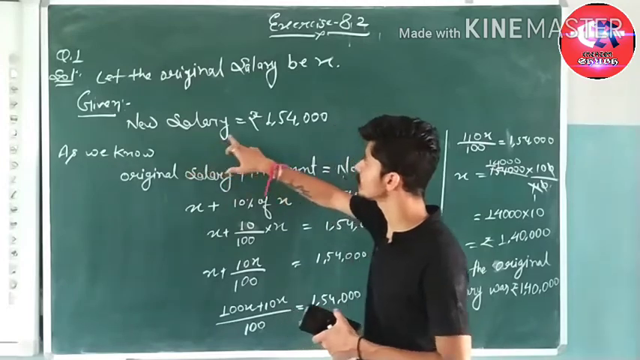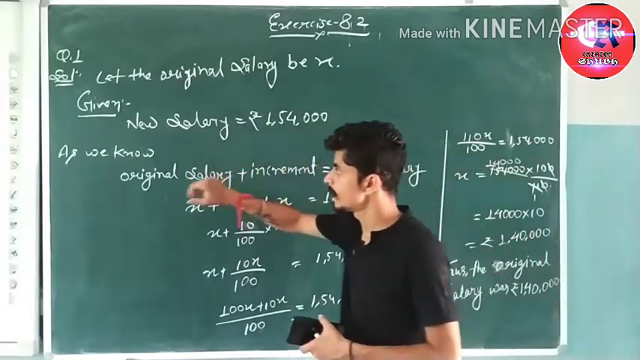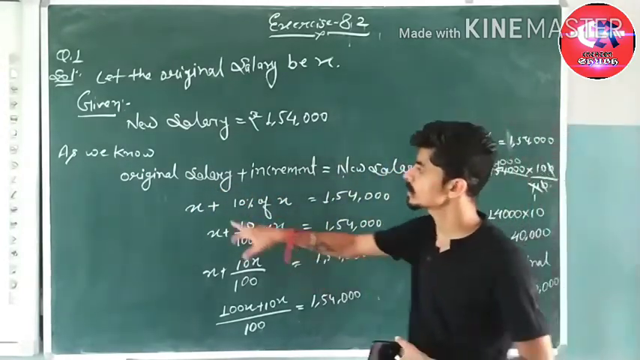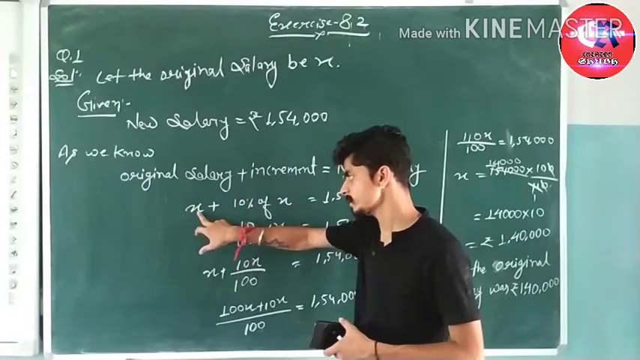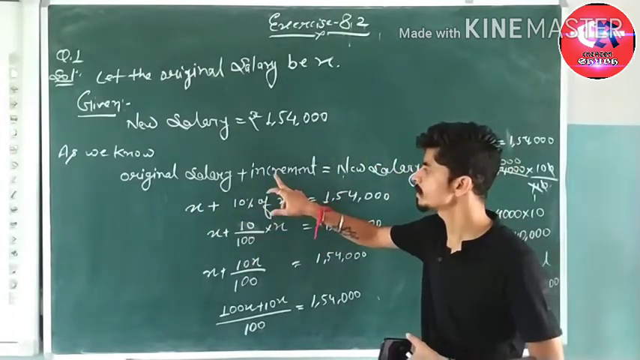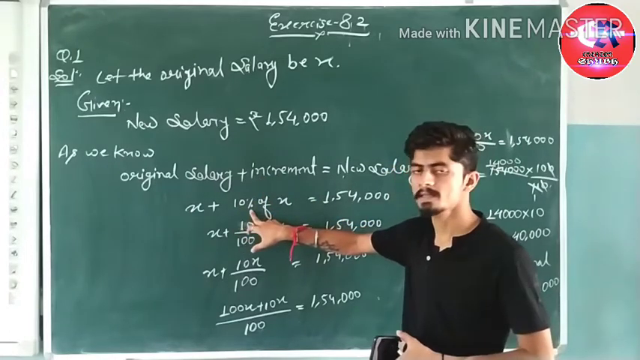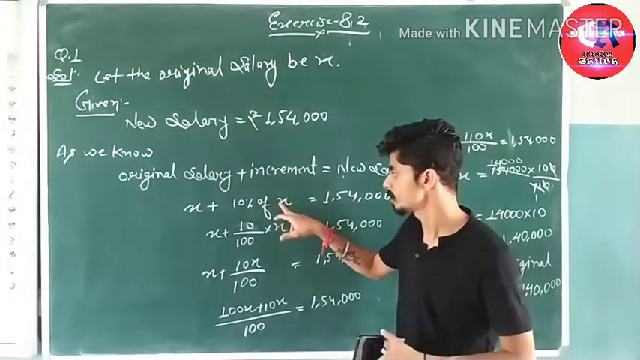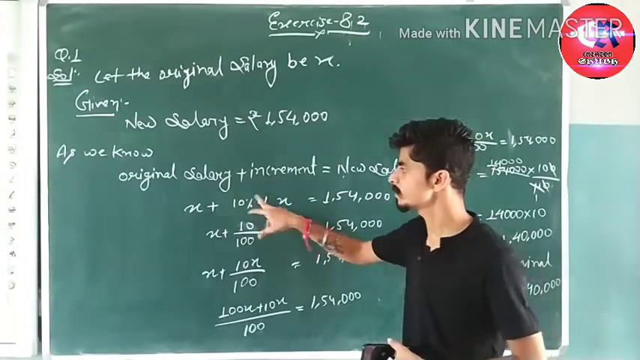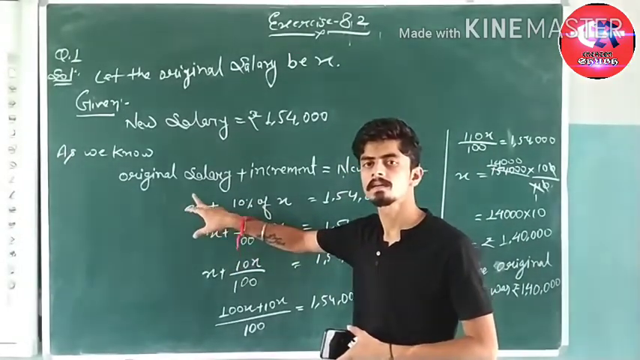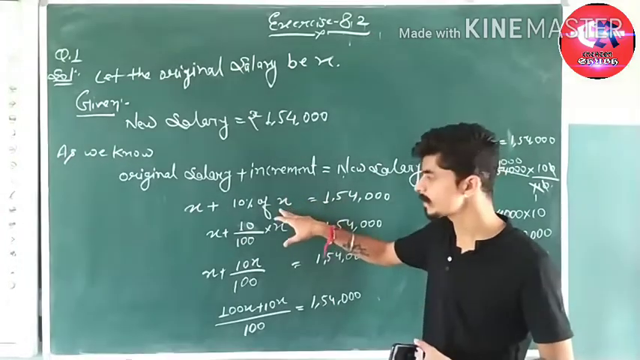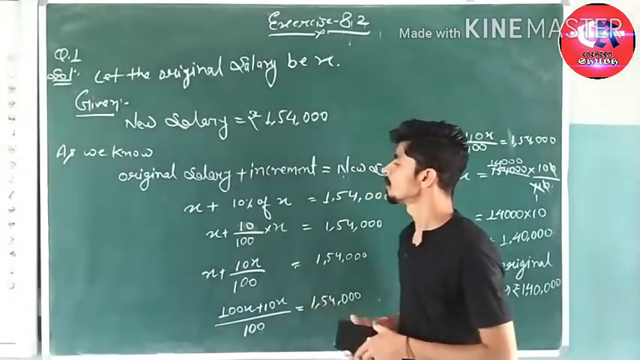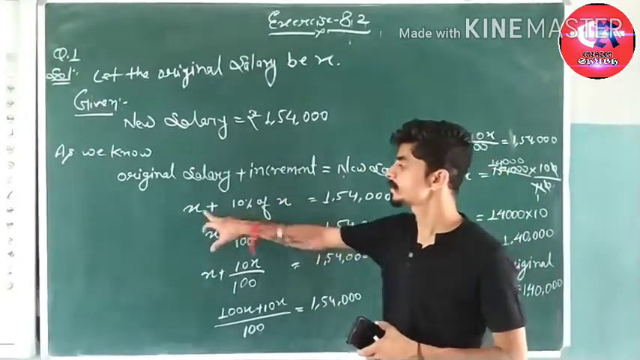It is given that the new salary is equal to 1,54,000, and as we know, original salary plus increment will become the new salary. The original salary is X, and how much increment is there? The increment is 10% of X, that means 10% of 1,000 for example. So 10% of 1,000 will be added to 1,000, and it will become 1,100. So the increment of the original salary will be added to the original salary.